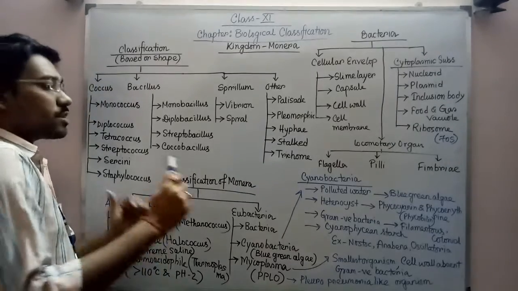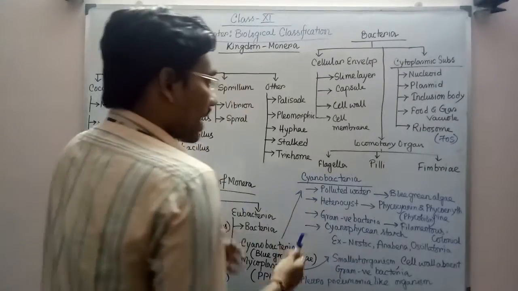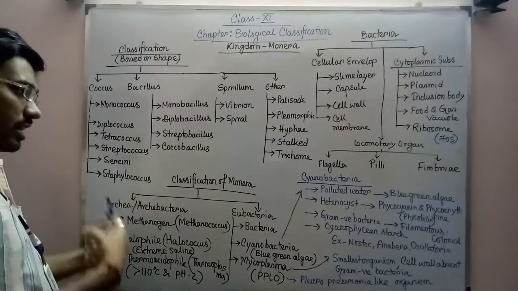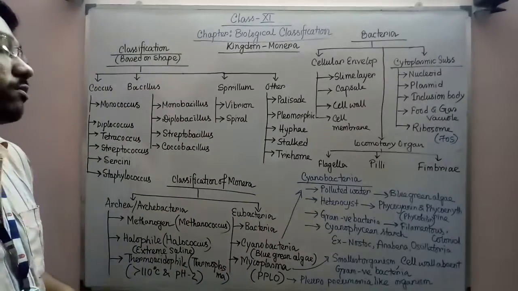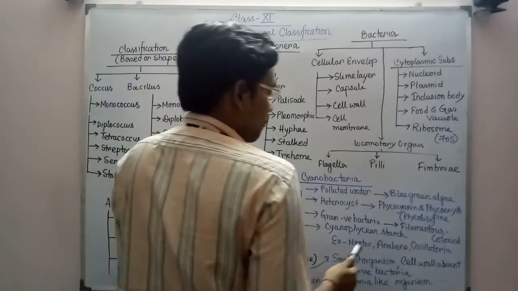But keep it in your mind, this specific type of cyanobacteria can fix the nitrogen within their body by the help of heterocyst. Heterocyst is the structure responsible for fixing nitrogen from the environment.